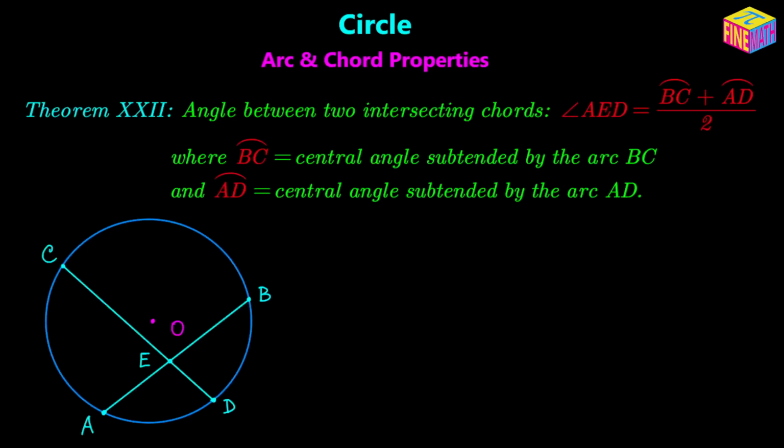Hi everyone, in this video we are going to discuss theorem number 22 from the geometry of circles. Here the theorem says the angle between two intersecting chords, angle AED, is equal to half of the sum of the central angle of arc BC and the central angle of arc AD.